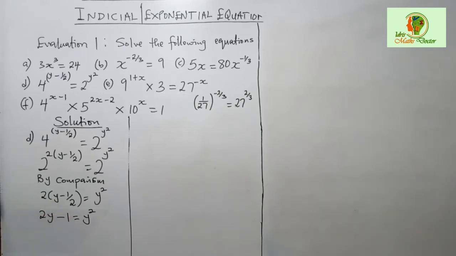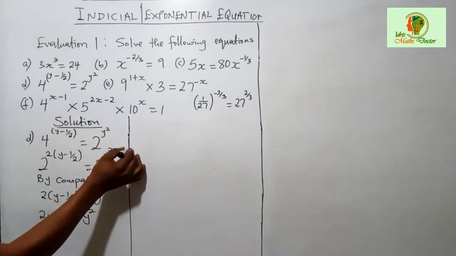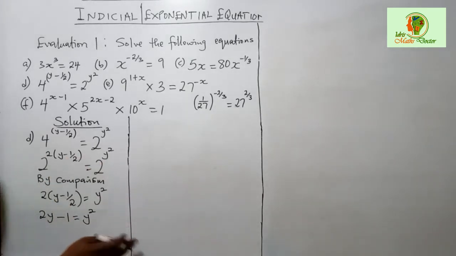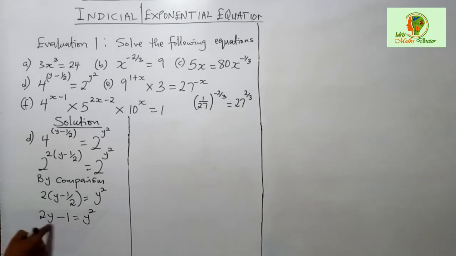I'm just so happy. So for a quadratic equation, the highest power is going to come first, which is 2. If we bring this to this side, we are going to have 0 here. So that gives us y squared; this 2y crossing becomes minus 2y, and this minus 1 crossing to this side becomes plus 1. We can rearrange this and write y squared minus 2y plus 1 equals 0.